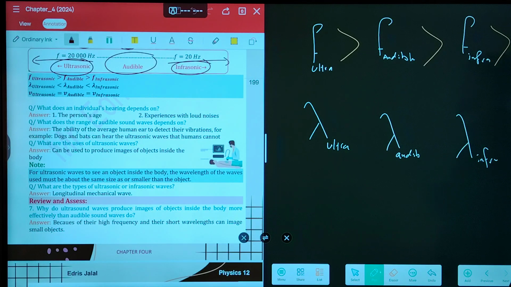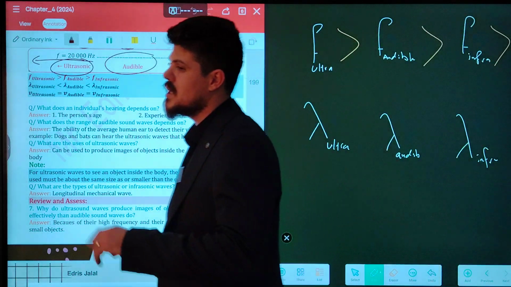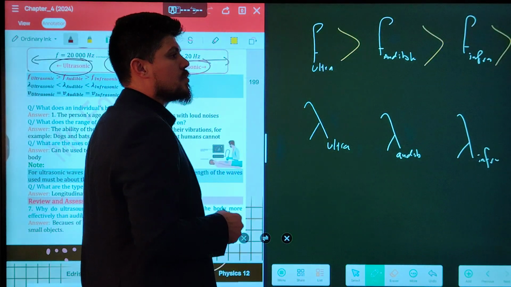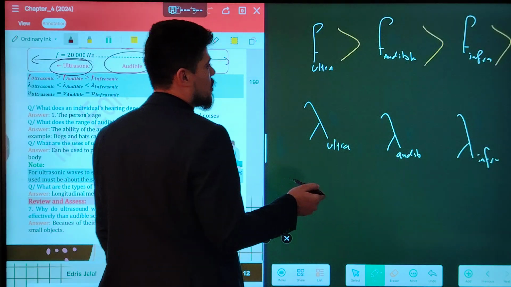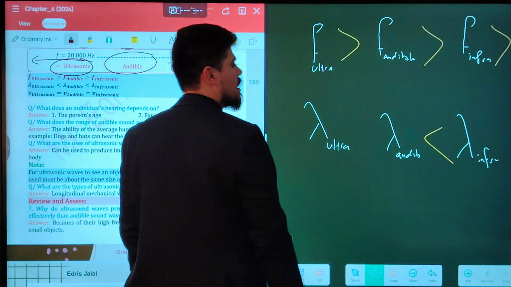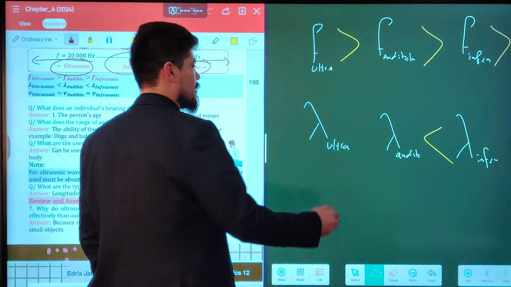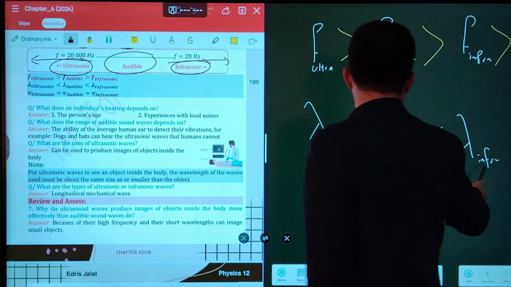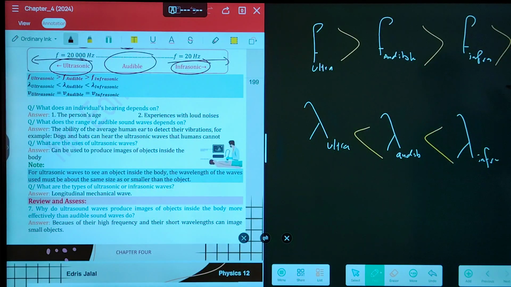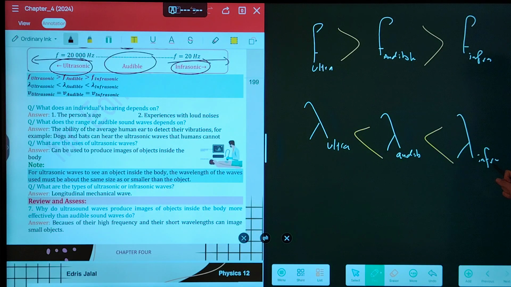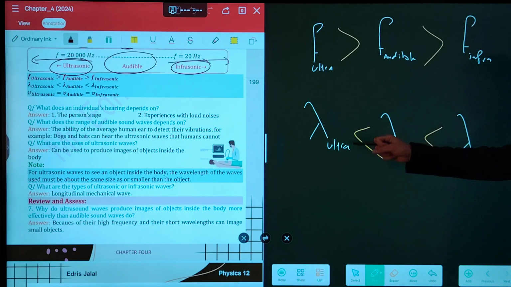Which one has the largest frequency? The ultrasonic wave. Which one has the lowest frequency? Infrasonic. Because frequency is inversely proportional to wavelength, at constant speed in a given medium, which one has the longest wavelength? The infrasonic wave has the longest wavelength, then audible, and the last one is ultra.